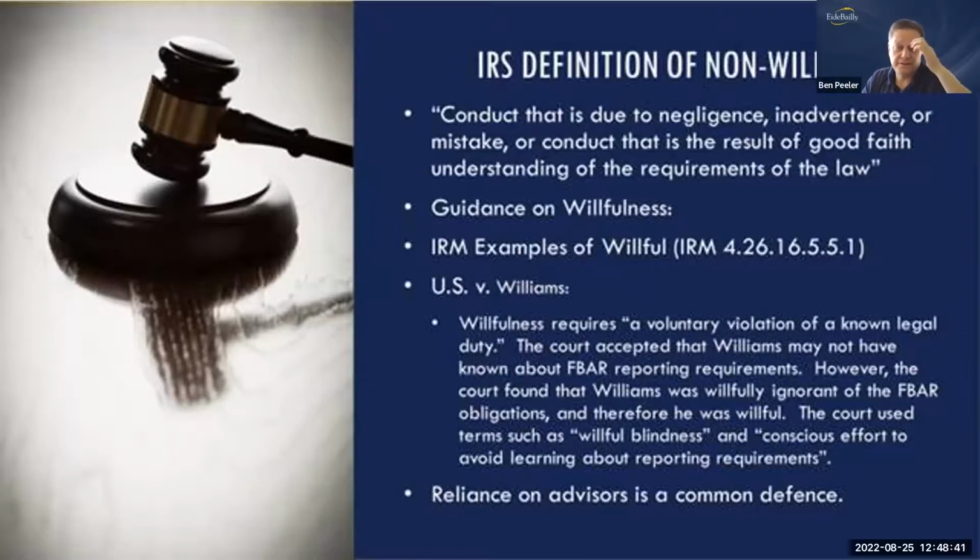So the IRS says non-willful is conduct that is due to negligence, inadvertence, or mistake, or conduct that is the result of a good faith understanding of the requirements of the law. And willfulness is when you've knowingly violated a legal duty, recklessly violated a legal duty, or you acted with willful blindness by making a conscious effort to avoid learning about a legal duty. So what does this mean?